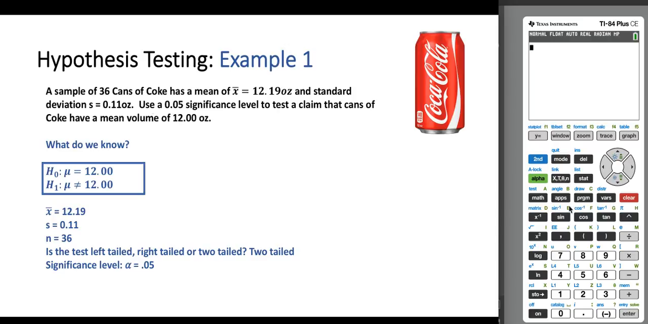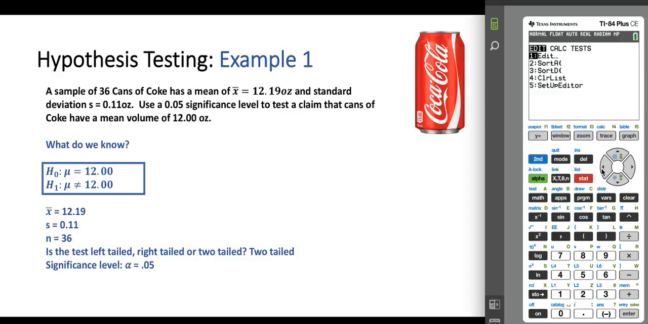We're going to do this on our calculator. This time, since we are doing a hypothesis test of the mean, we're going to be using the t-test. Of the two examples I'm going through today, one uses data and one uses statistics. In this example, we have the statistics.